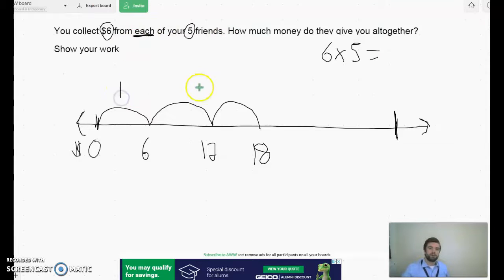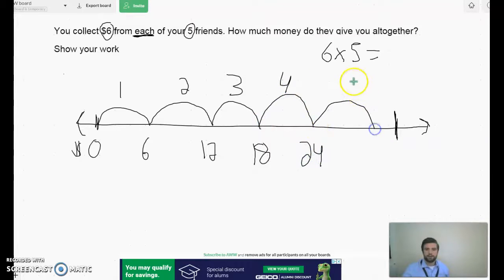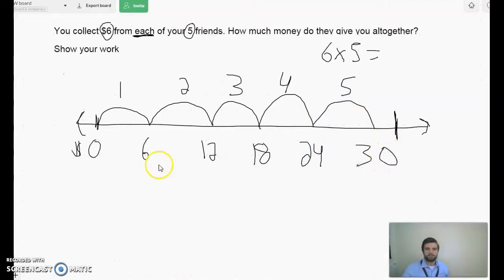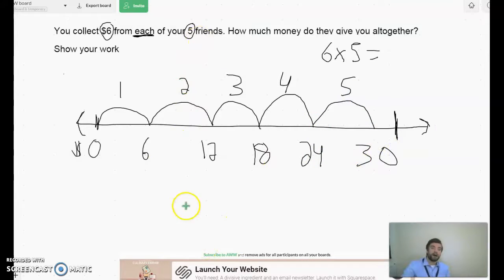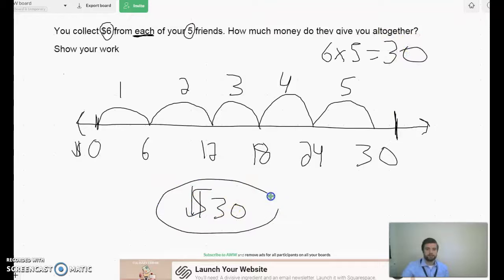So this is 1 person, this is 2 people, this is 3 people, and we have to go to 5 people. So we've got to keep going. We're not done. We get $6 more from our 4th person. We're up to $24. And with our 5th person, that brings us to our grand total of $30. So if you were to do this with a number line, $30 would be our answer. And again, 6 times 5 equals 30. And I'm going to circle my answer.